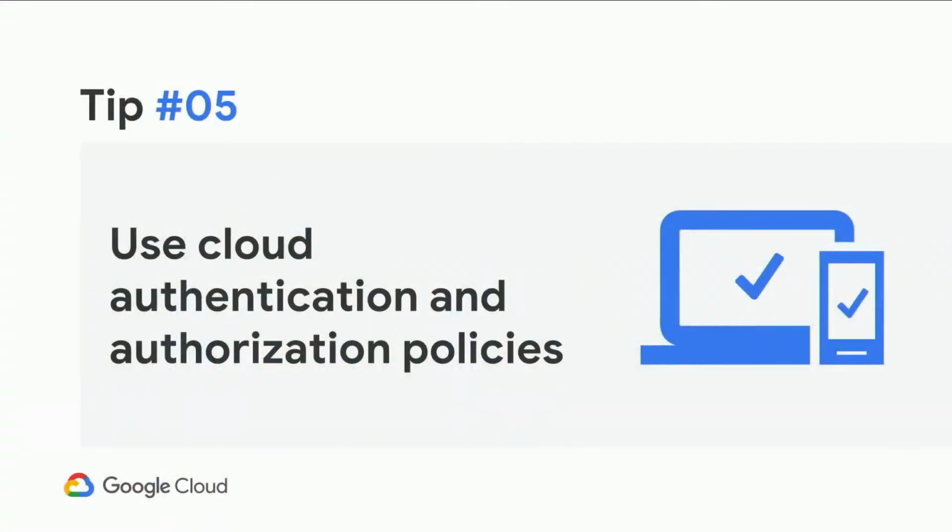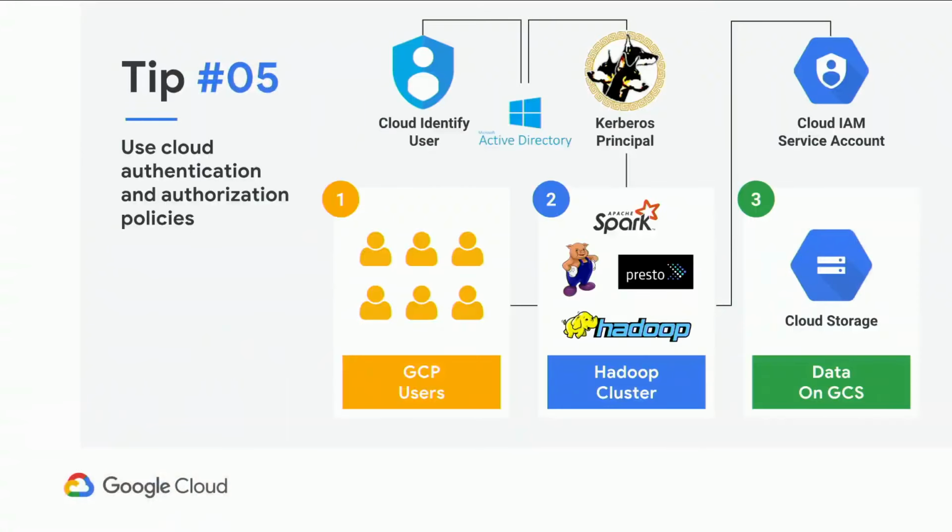Very cool. So when we think about tip number 5, use cloud authentication and authorization policies. How does this relate to long-running clusters? Yeah, so with long-running clusters, or any clusters really, you can configure a few different levels of authentication. I'll zoom out a bit and talk about the highest level of permissions you can configure. You can configure IAM permissions, and you can do this on the cluster level or the job level. So you can say, I grant these users cluster create permissions.